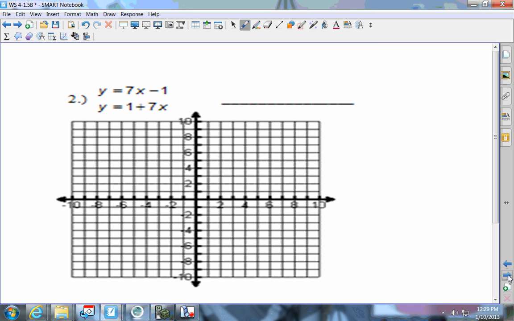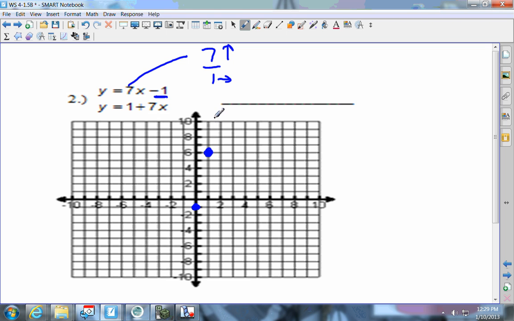Let's go to number 2. Here's the next one. Let's graph this one. First off, start at the y-intercept at -1, and I'm going to put a dot. My slope on this one is 7. Well, it's a whole number, so I need to put it over 1. That means it's positive, I need to go up 7 to the right 1. So I'm going to start at the y-intercept. I'm going to go up 1, 2, 3, 4, 5, 6, 7, and to the right 1.